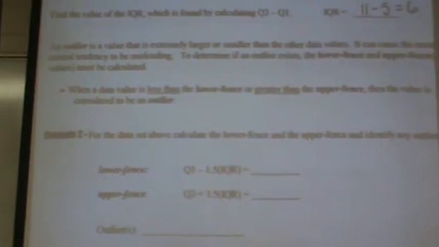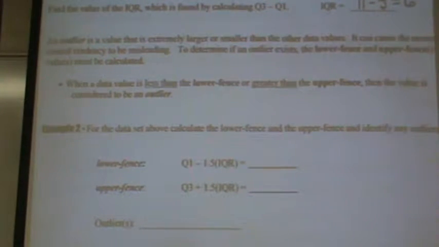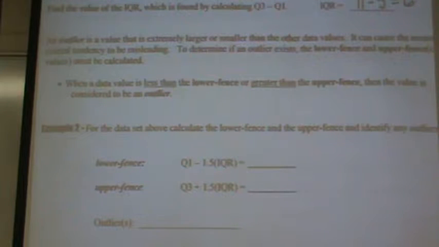Now, the next thing that we want to talk about are outliers. And I kind of mentioned this on Friday when we were talking about how extremely large or extremely small values would affect the mean. Well, these extremely large or extremely small values are called outliers. They can make our measures of central tendency look misleading. So we use what's called the upper and lower fence to determine if any outliers exist in our data set.